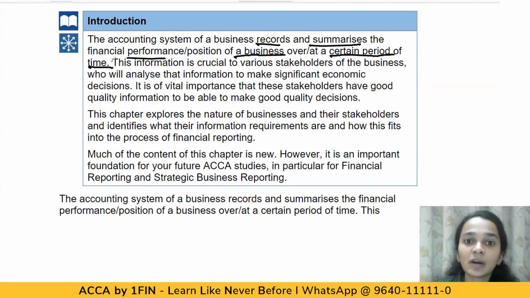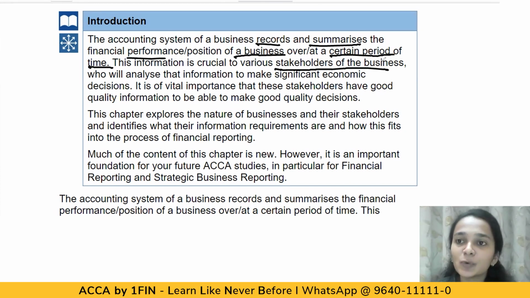So when we talk of accounting system, it is basically recording and summarizing the financial position or the financial performance of the business over a certain period of time. Now, accounting period for different countries may be different. In India, we follow 1st April to 31st of March. And this information is crucial for various stakeholders of the business.